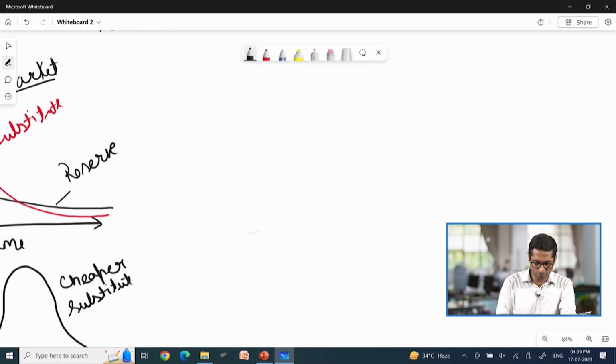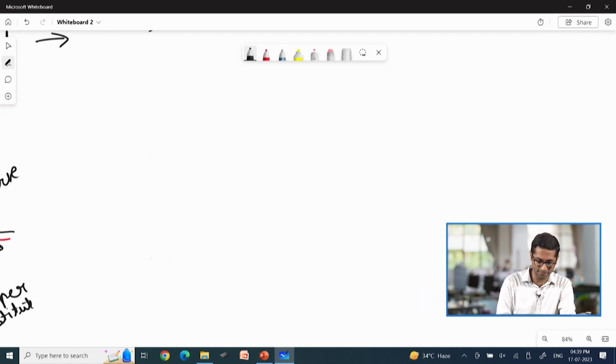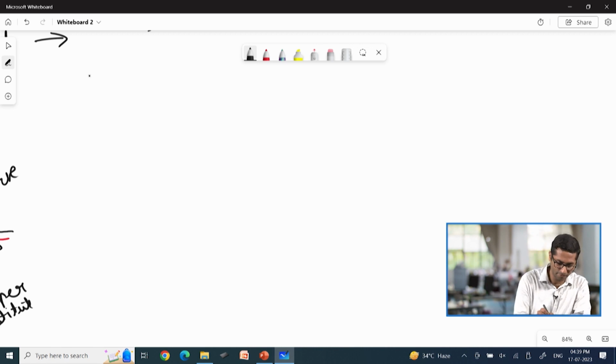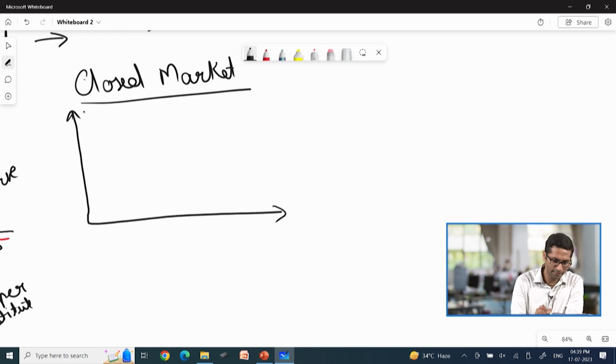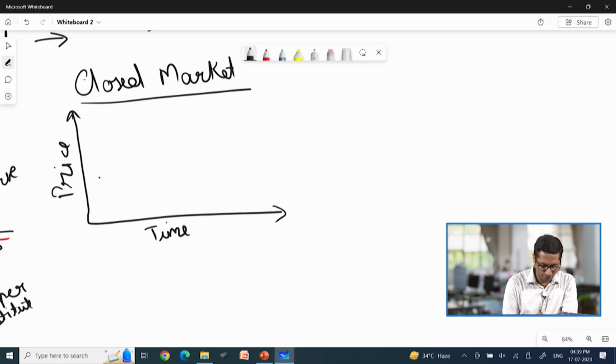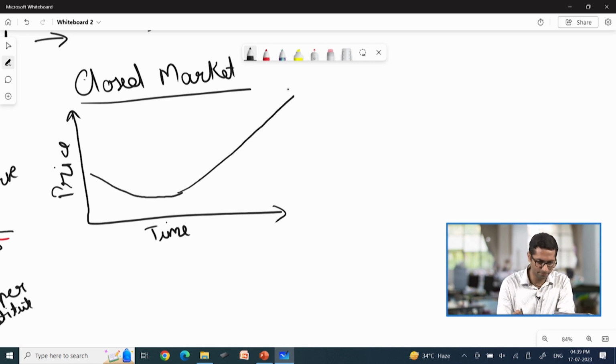Something similar could also be seen in the closed market as well, but of course for different reasons. So, if I am talking about a closed market, what is going to happen is, if we consider the same graph, on the y axis I have the price and on the x axis I have the time. There would be a decrease in the price of the resource, it comes to a minimum, and then there is going to be an increase.